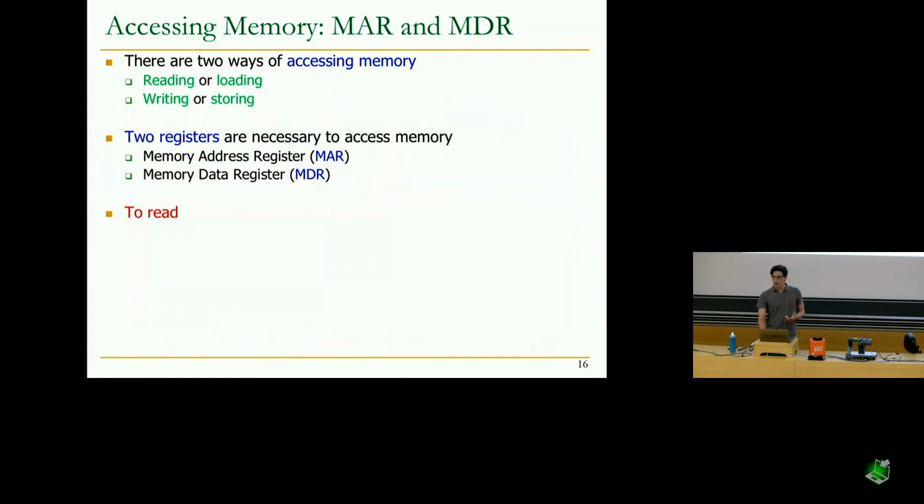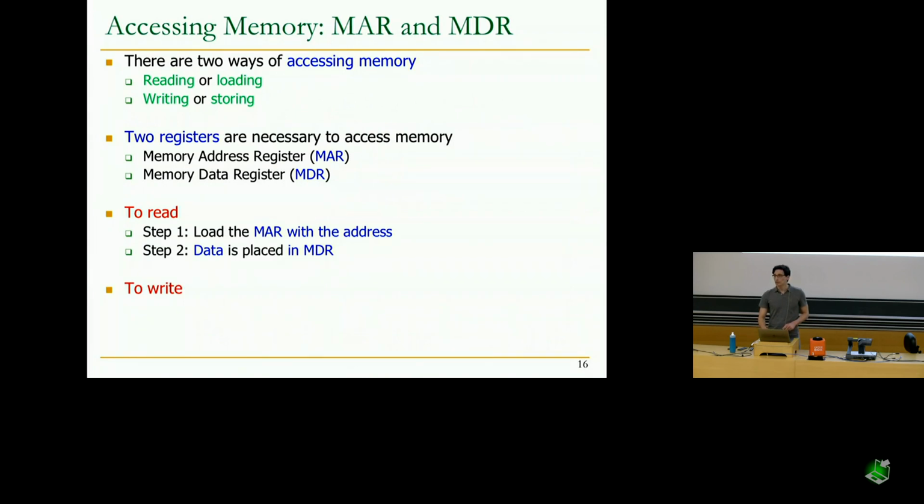And by using these 2 registers, memory address register and memory data register, we are going to read or write. For reading, we need 2 steps. In the first step, we are going to load the MAR with the address. So we will put the address that we want to access in this MAR. In the second step, the data in that address will be placed by the memory in the MDR.